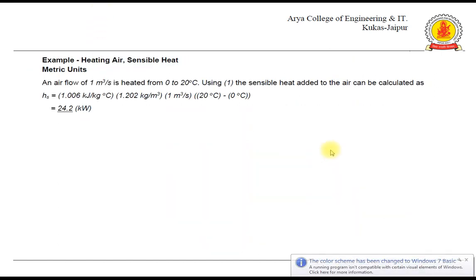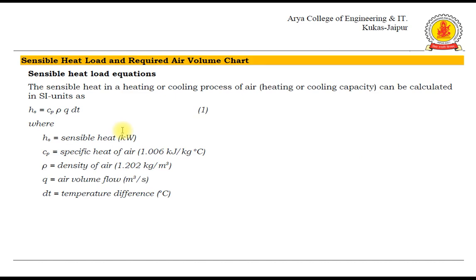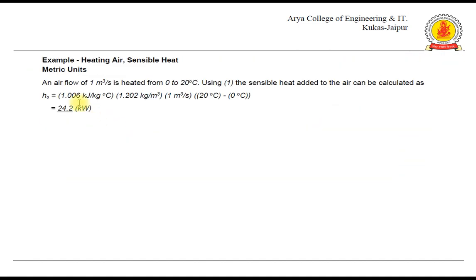Here is an example to show the use of that equation. Suppose air is entering a room at 1 meter cube per second and it is heated from 0 degree to 20 degree centigrade. Now the sensible heat added to the air can be calculated by this equation, Cp rho Q dT, that is Cp rho Q temperature difference, and it will give the value directly in kilowatt.